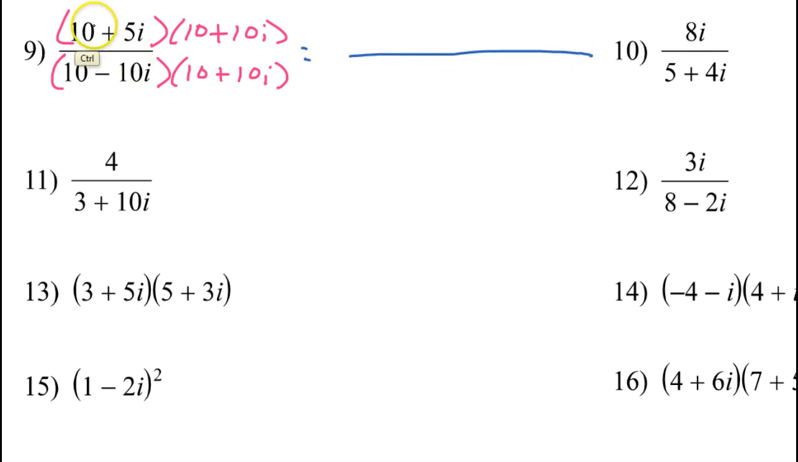Okay, now time to FOIL, double distribute. 10 times 10, so that's 100. 10 times 10i, that's 100i. 5i times 10, that is 50i. And 5i times 10i is 50i squared.